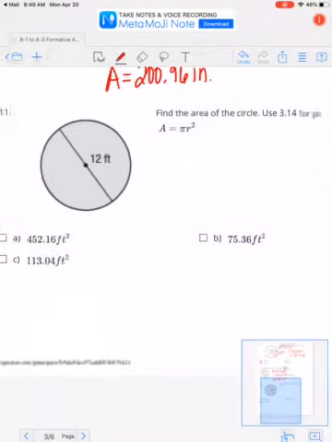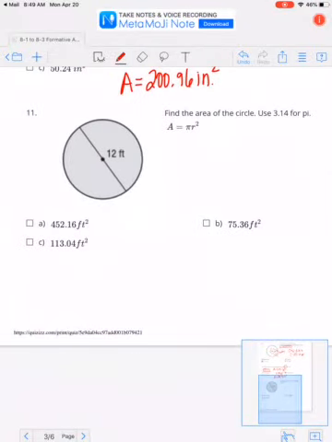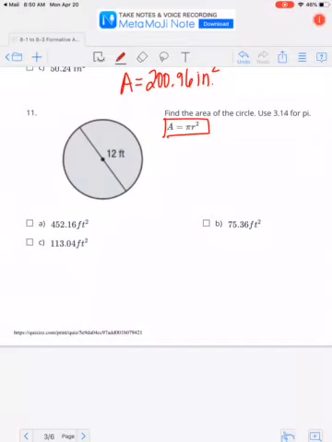Alrighty, number 11. It says find the area of the circle, use 3.14 for pi. Area is equal to pi times your radius squared. So if you look at our circle, it goes from one end of the circle to the other. So this actually means that 12 feet is your diameter. So we need to find our radius. So you have to take our diameter and divide by 2. So I did 12 divided by 2. So our radius is 6.